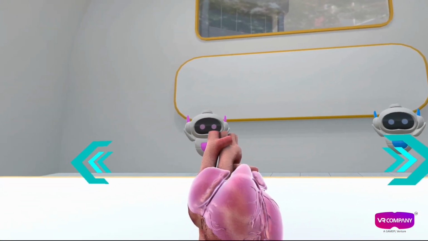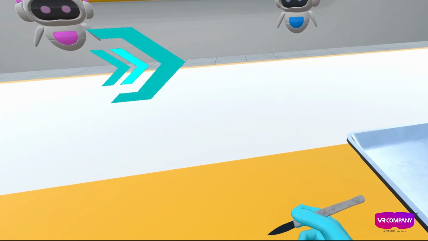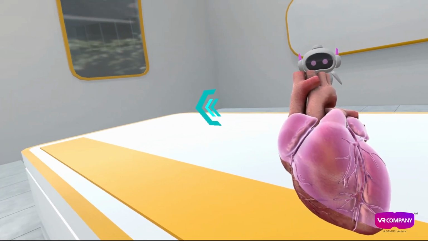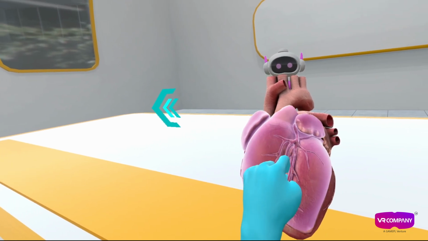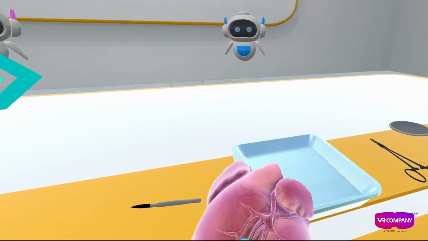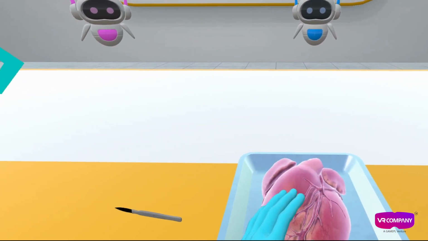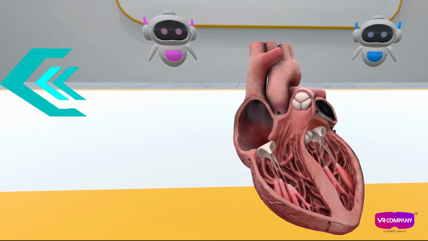Well done. Let's explore the internal anatomy of the heart. First, examine the left atrium and left ventricle with the magnifying glass, and then inspect the left atrium, the mitral valve.